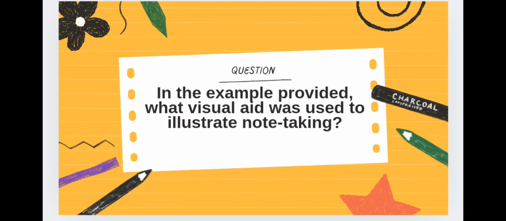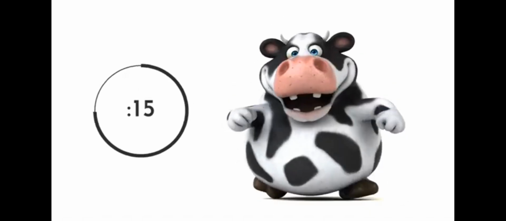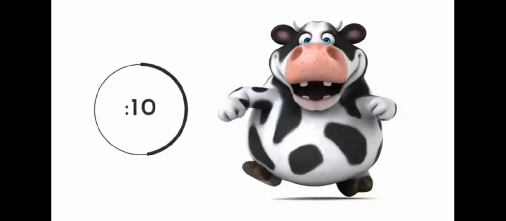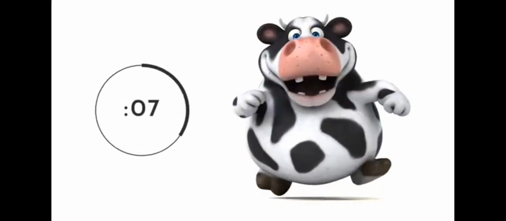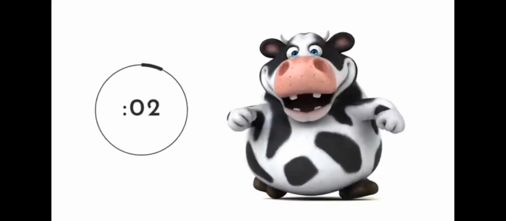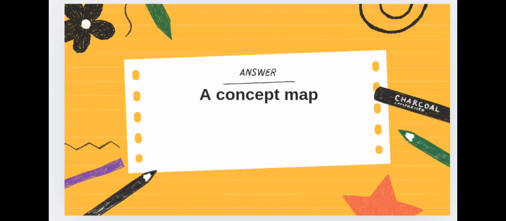Okay, for our third question: in the example provided, what visual aid was used to illustrate note taking? Okay, your time starts now. Okay, time. Okay, very good. It's a concept map that the teacher used to illustrate note taking.